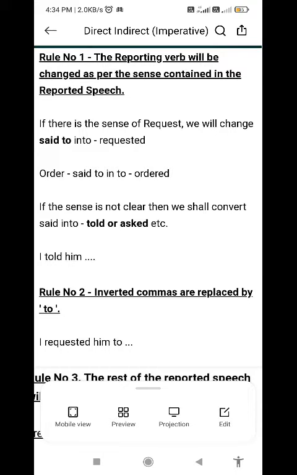So we were reading the change of narration from direct to indirect, and here we have already covered assertive sentences and interrogative sentences. If the direct speech is assertive, how to change it into indirect, and if the direct speech is interrogative, how to write it in an indirect form. We have learned it well. So now we will move over to the next one, that is our imperative sentence.